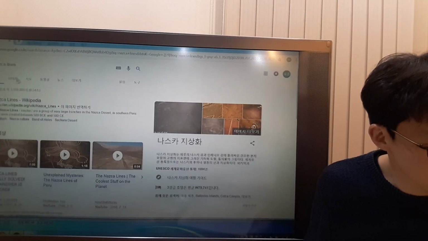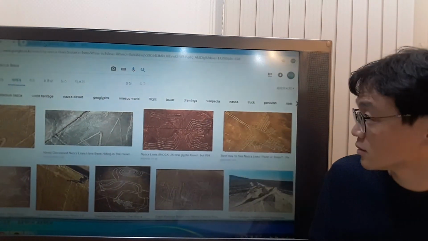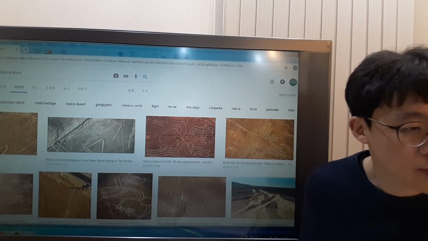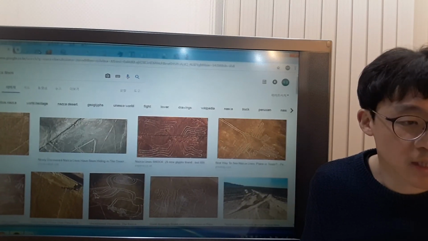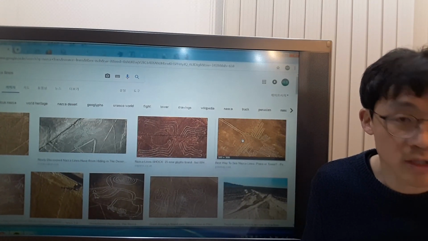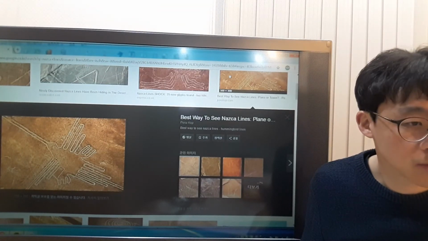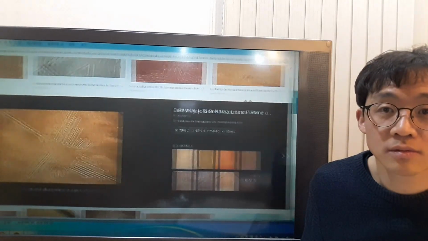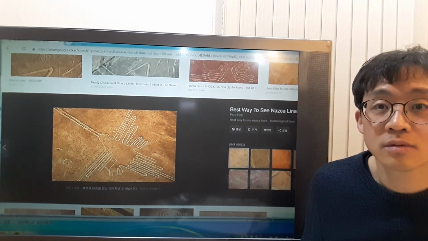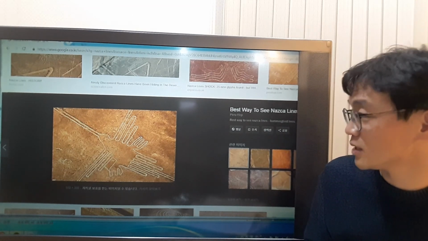Let's look at some images to see what it is. Are you seeing this properly? Do you see these images? Let's look at this one. What does this look like? This looks like a bird, right? This is Nazca lines.